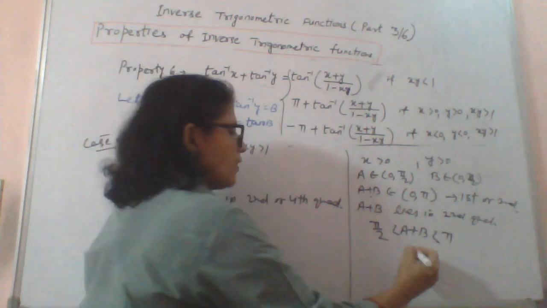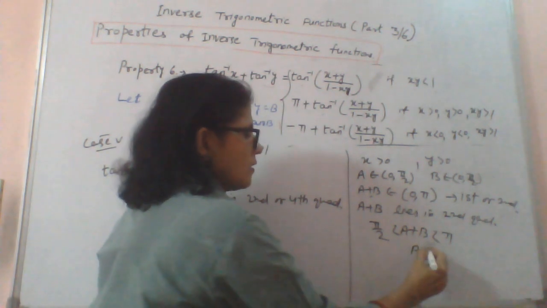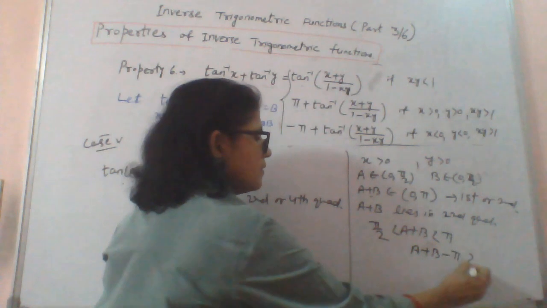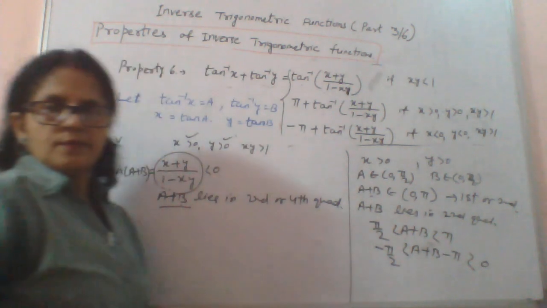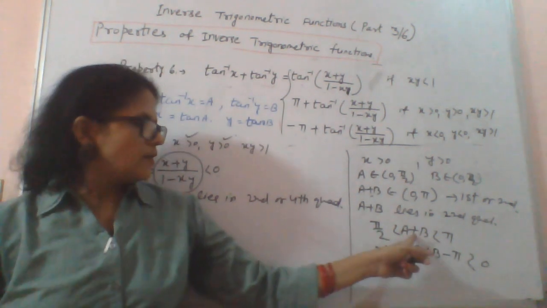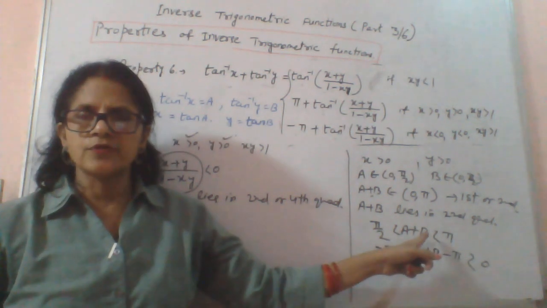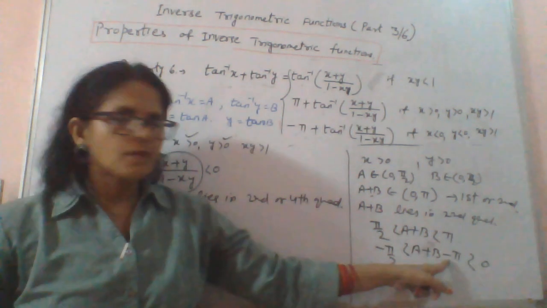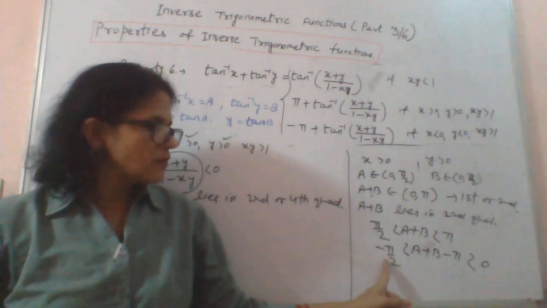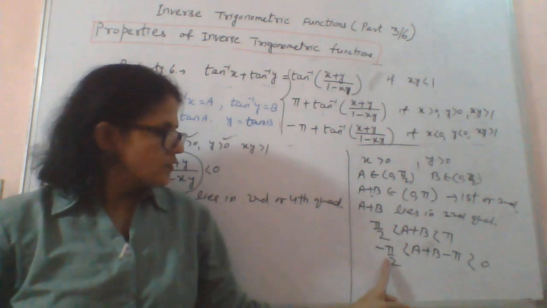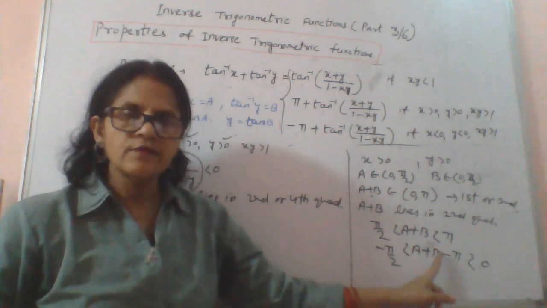Right? Now if I write here a + b − π, that will be (−π/2, 0). Please check it. When a + b lies in the interval (π/2, π), I am subtracting π throughout. So a + b − π will lie between π − π = 0 and π/2 − π = −π/2. So it clearly shows a + b − π is in the fourth quadrant.